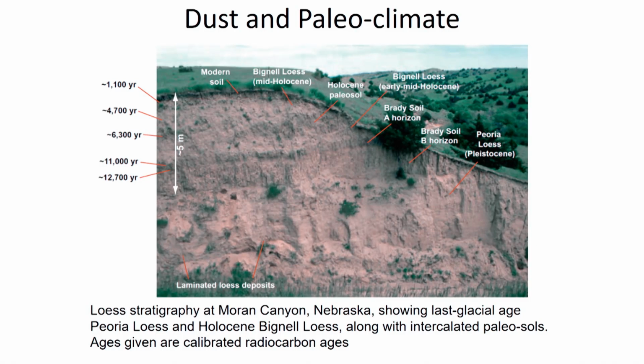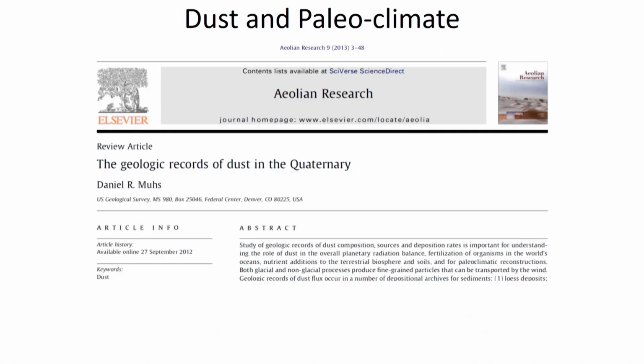And you can see here in the deeper part, further down, laminated Loess deposits. So they have been found, and this sequence has been dated back up to 12,700 years, and then the dust record has been reconstructed accordingly. If you want to read more about this, there is a very good review paper on dust and paleoclimate, the geologic record of dust in the Quaternary.